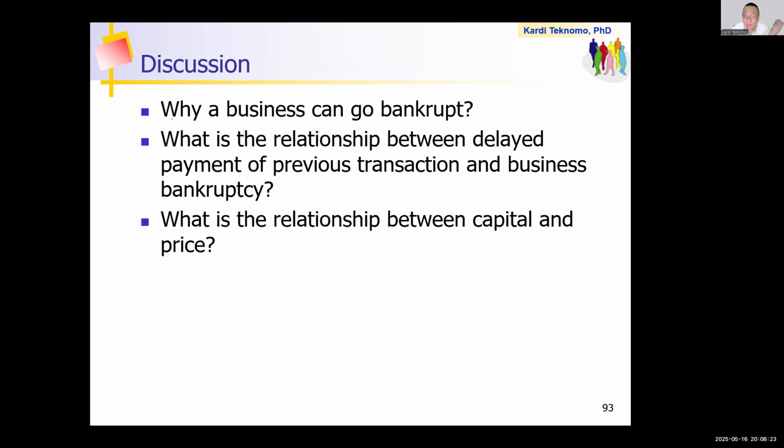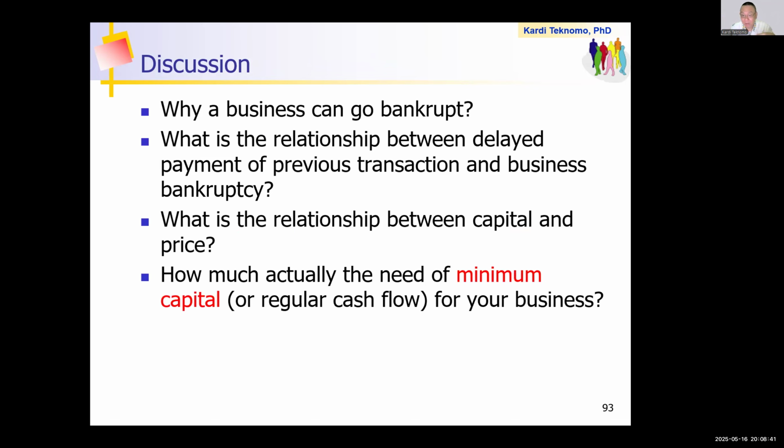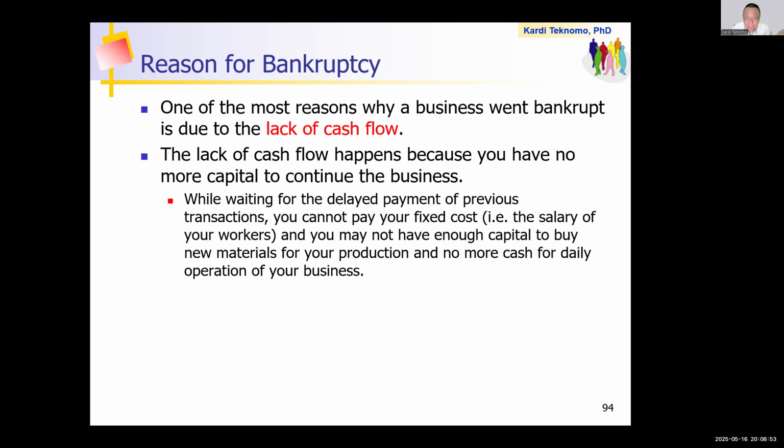So why do businesses go bankrupt? Because of certain delayed payments, because there is not enough cash flow. Well, that is one of the main reasons. When they don't have enough capital to run the business, so no regular cash flow, and they cannot borrow, then of course the business collapses because the workers will not work for you anymore. So lack of cash flow is the actual reason for many company bankruptcies.